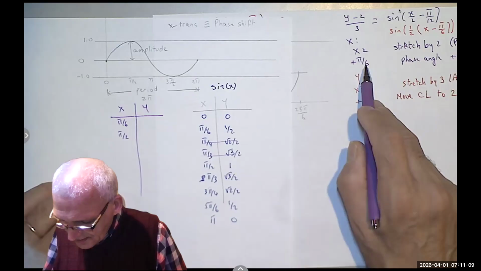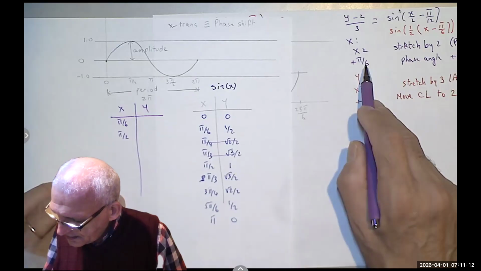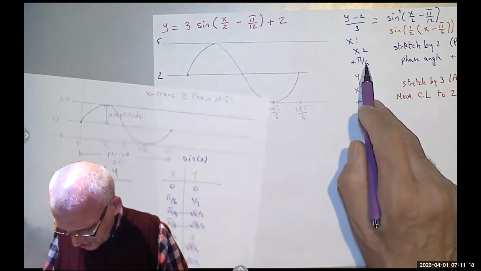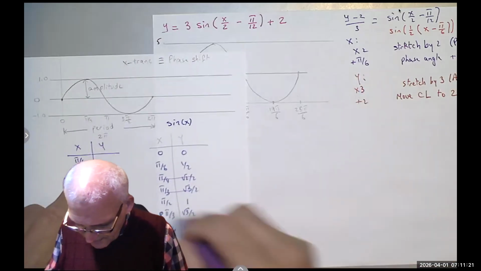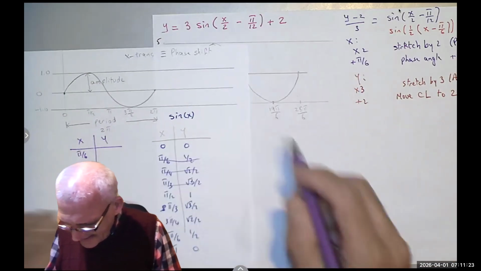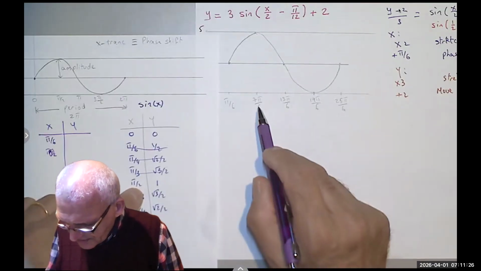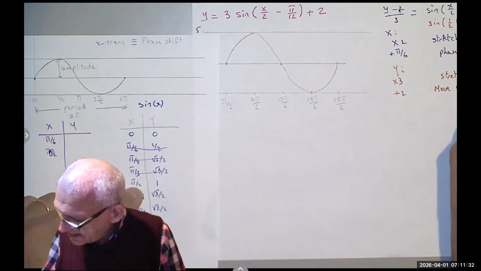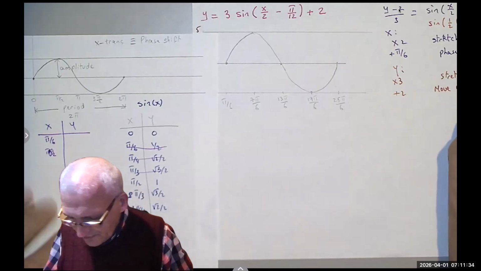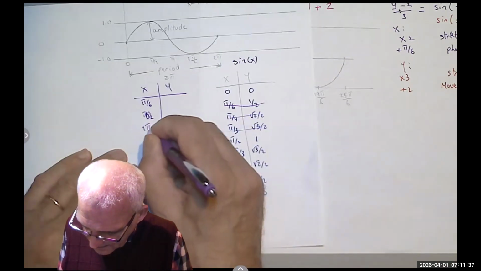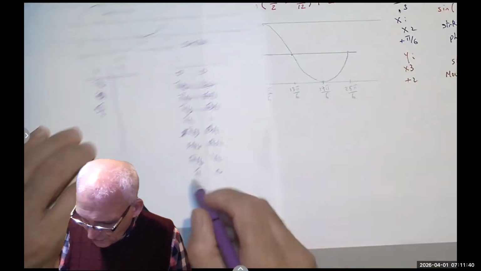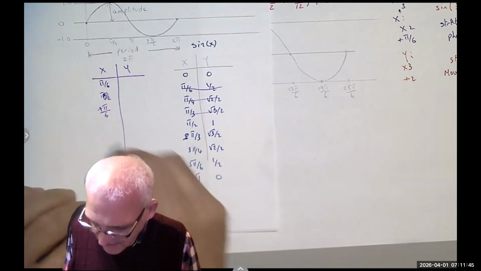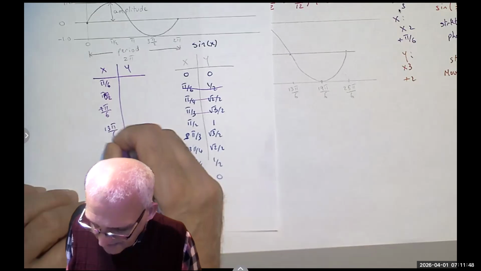And add pi over 6. So when I have that, I should get 7 pi over 6, right? When I multiply by 2, I get pi, and then pi is 6 pi over 6. So when I add pi over 6, I get 7 pi over 6. And then when I go to the 2 pi, multiply by 2, I get 2 pi, which is 12 pi over 6, plus pi over 6 is 13 pi over 6, and so on and so forth.